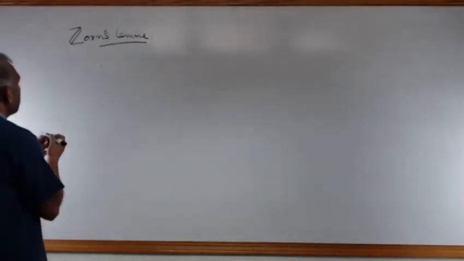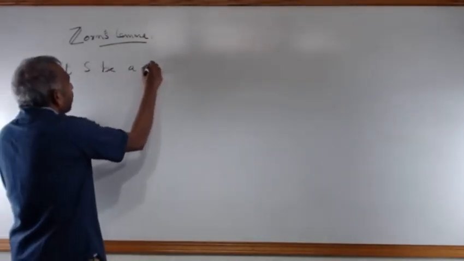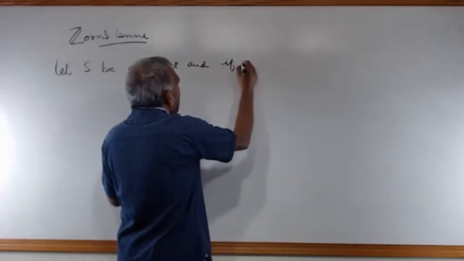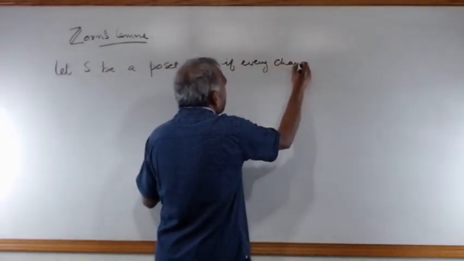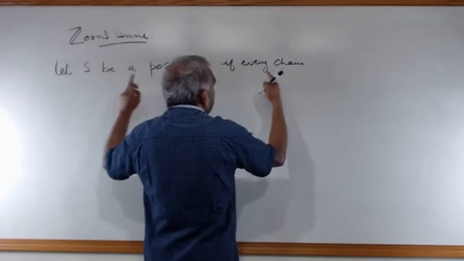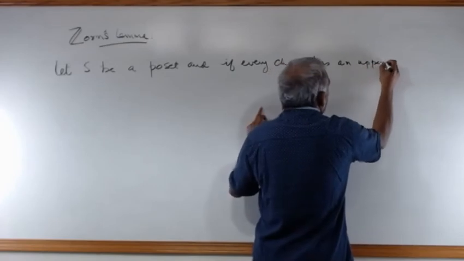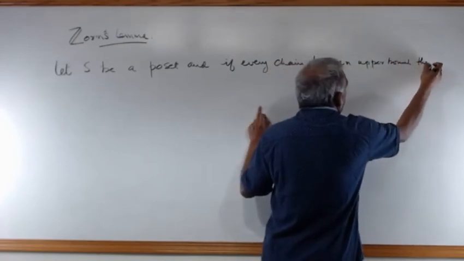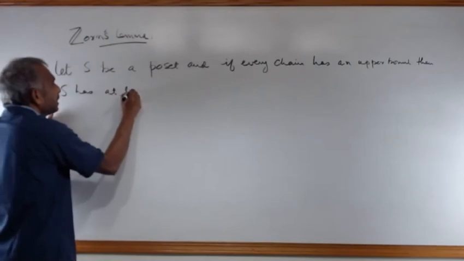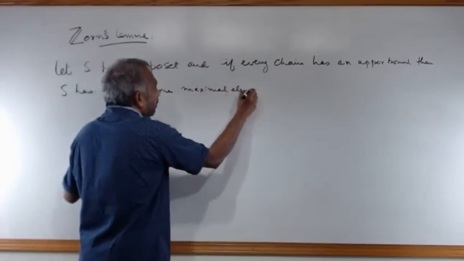Now we will state Zorn's lemma. Let S be a poset, and if every chain, a chain is a subset of S, every chain has an upper bound, then S has at least one maximal element.